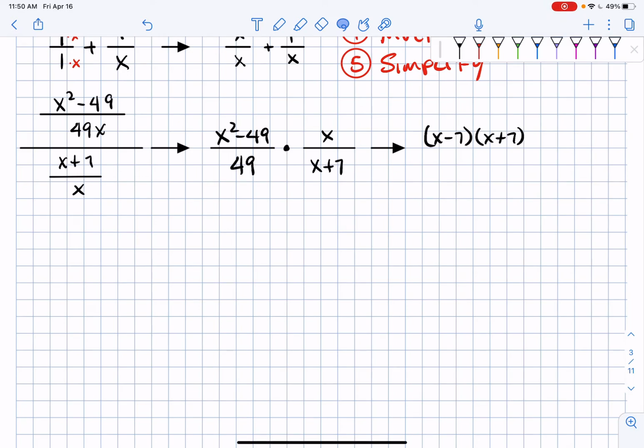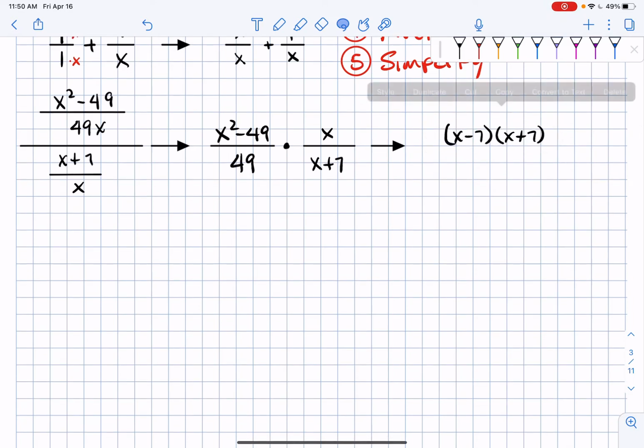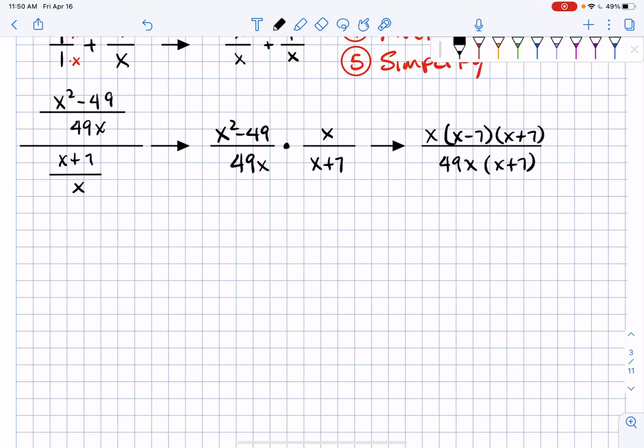So let's go ahead and bring that up to the front. All over, this is going to be a 49 x, forgot the x here, times the x plus 7.